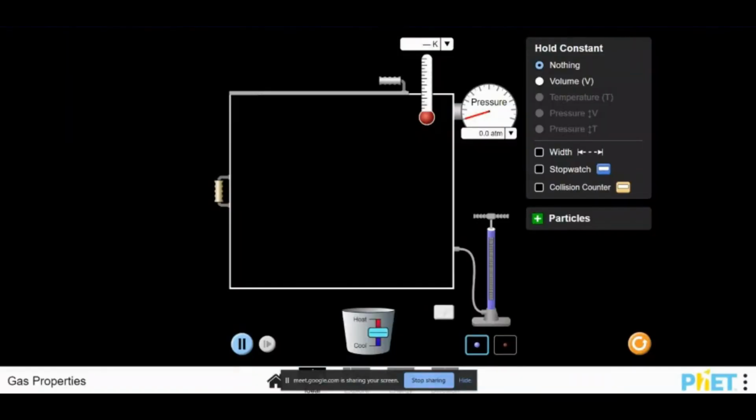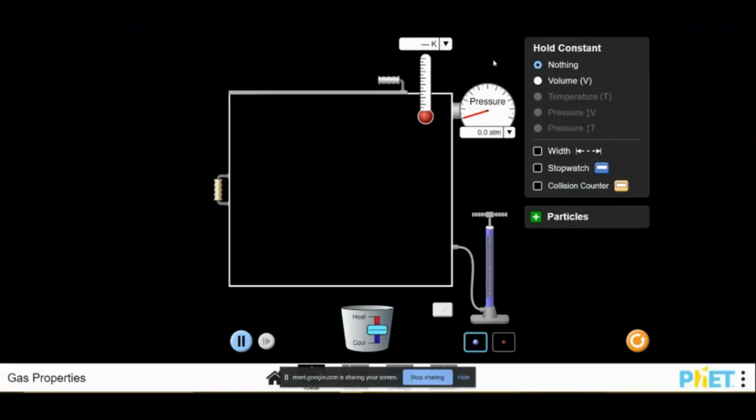Today I will present about the Boyle's law experiment. This experiment is about volume and pressure. Other than volume and pressure, we will keep everything else constant. In this virtual lab, the controls for holding things constant are placed up here.